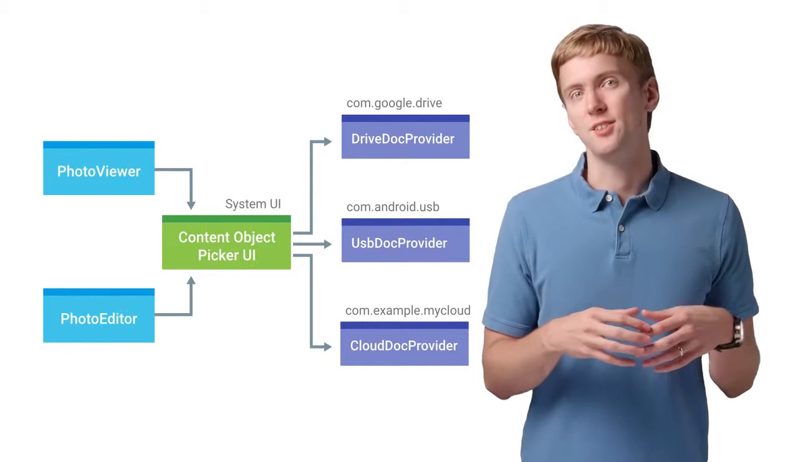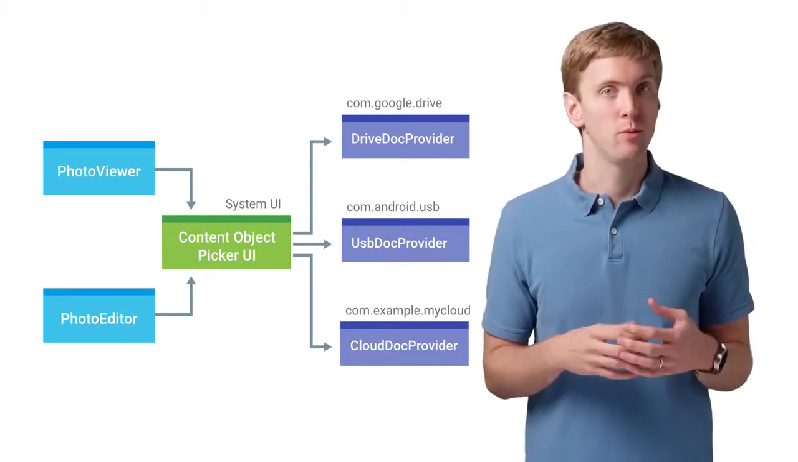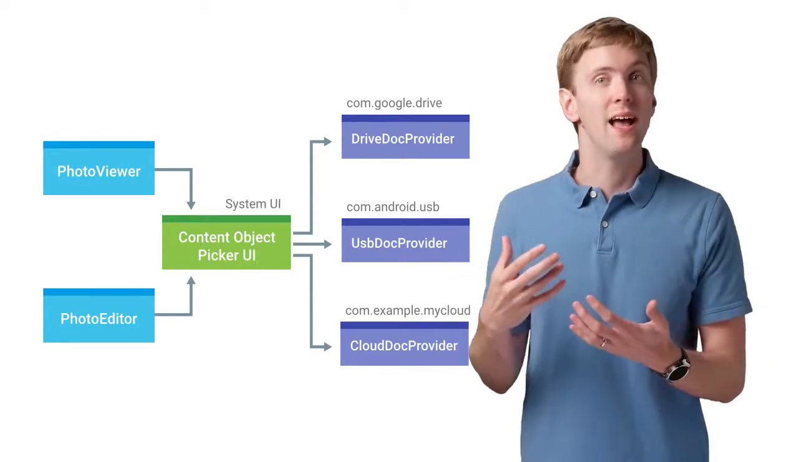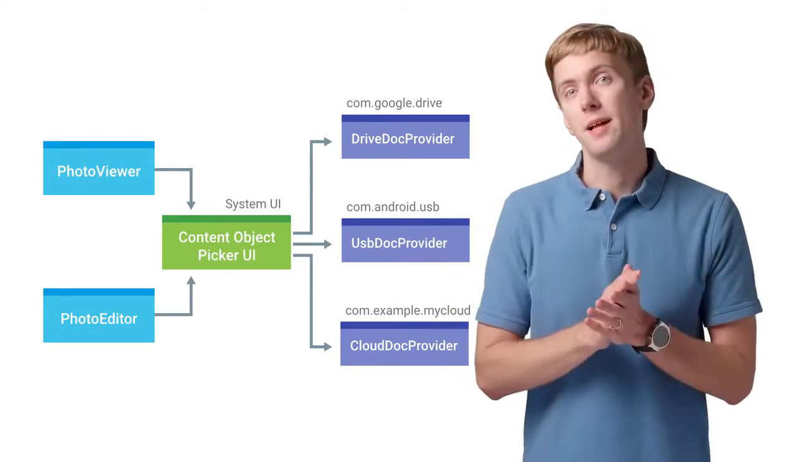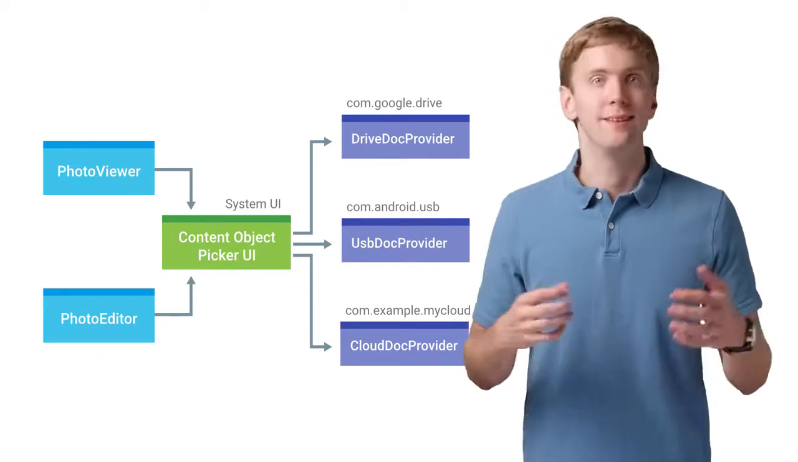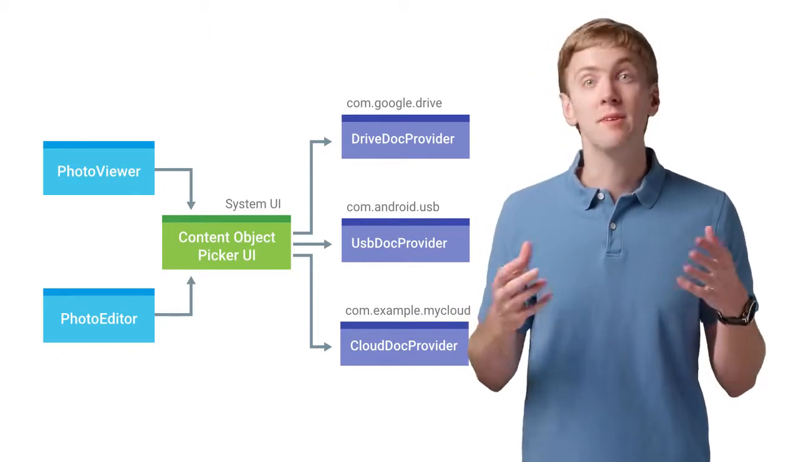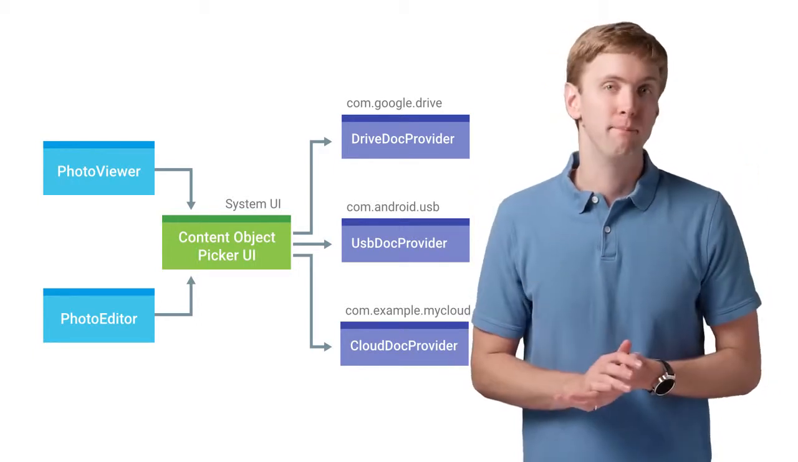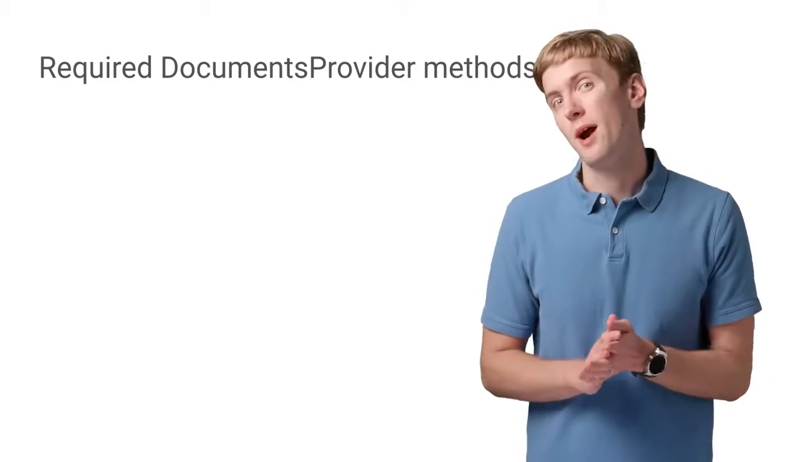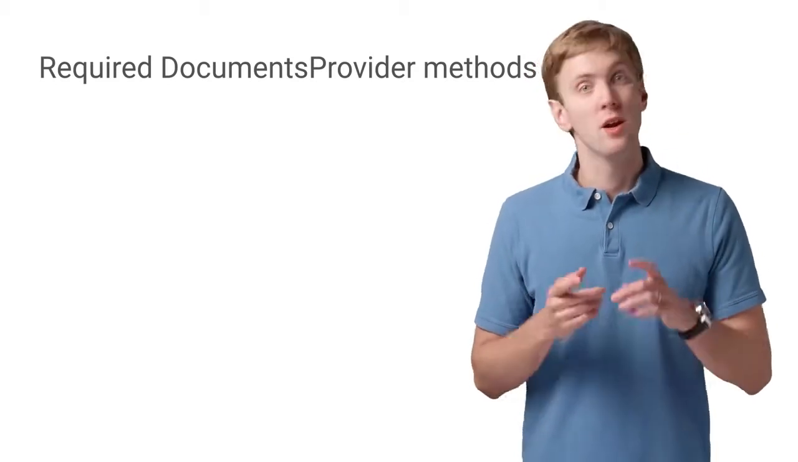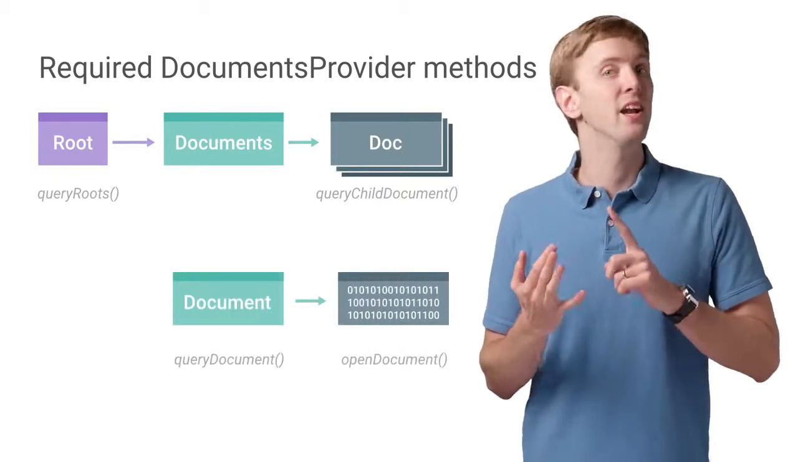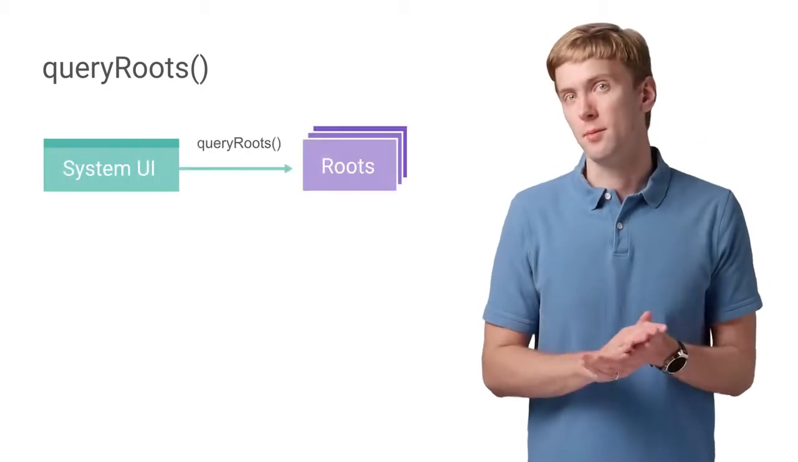These document providers are like the data backends for your app. With no UI component, it's completely focused on returning a list of files and some metadata to make available to the user to select right there in the system-provided UI, even allowing users to select files from multiple documents providers at the same time. There's only 4 required methods for implementing a documents provider: query routes, query child documents, query document, and open document. A route is the entry point to your documents provider.